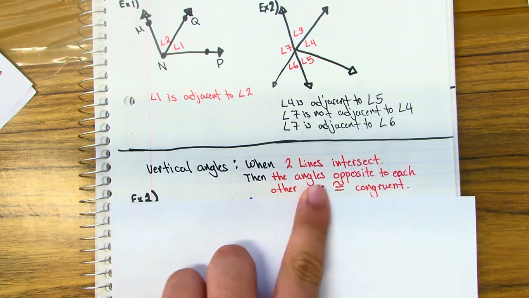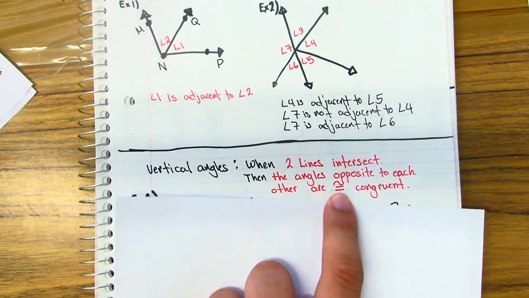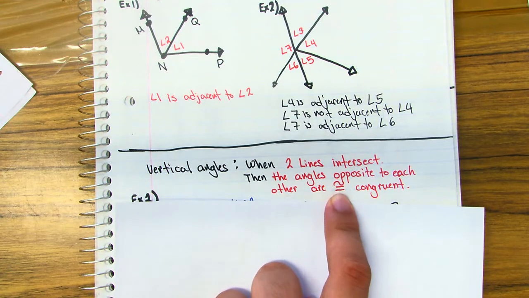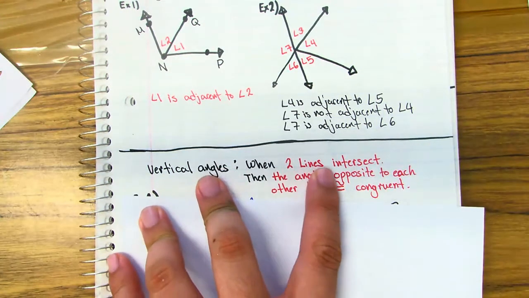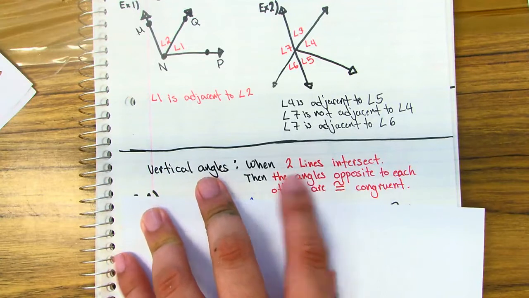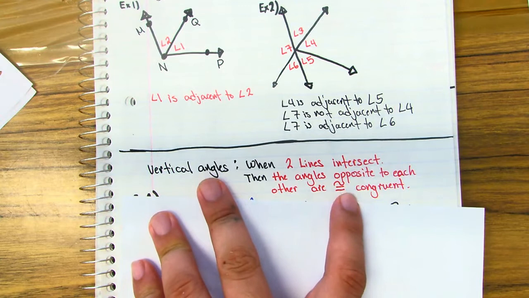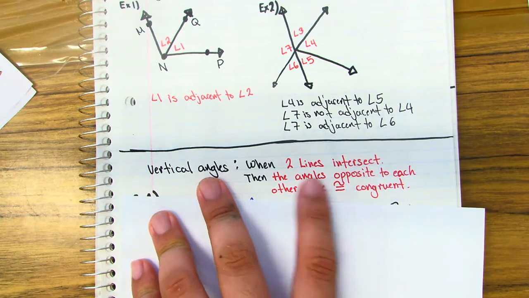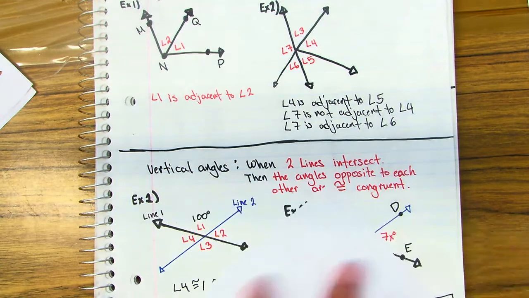Then the angles opposite to each other are congruent to each other. It's basically a statement this time. Every time you see a vertical angle, or whenever you see two lines intersecting, automatically assume that there are opposite angles that will be congruent to each other. Okay. So next is the first example.